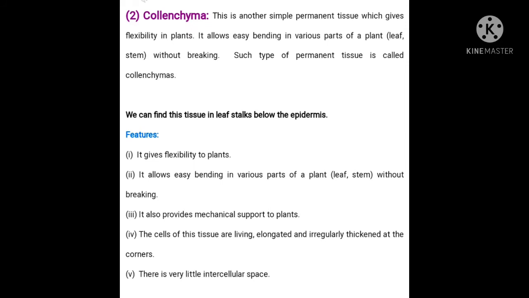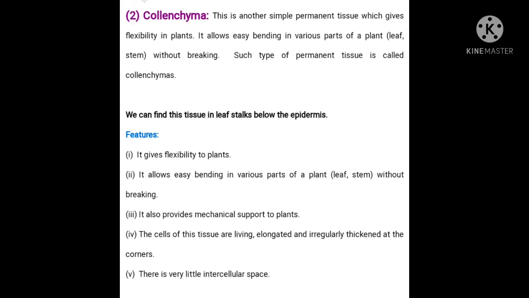In the image just now we have seen the wall was thickening, a little thicker, at the corners. There is very little intercellular space between the cells, because the walls of the cells are thick, that's why. I hope you have understood about this collenchyma.